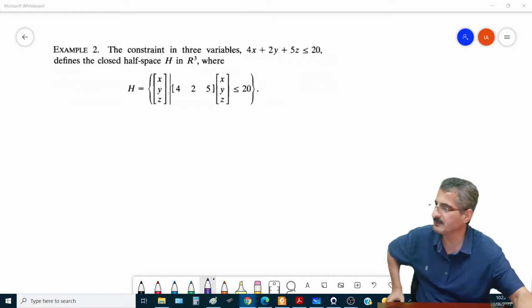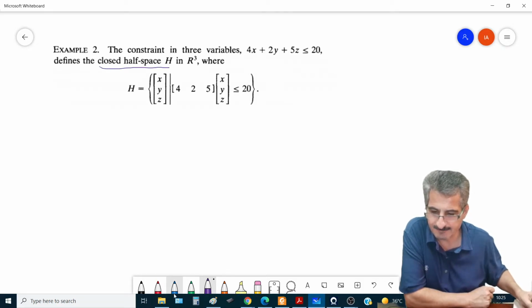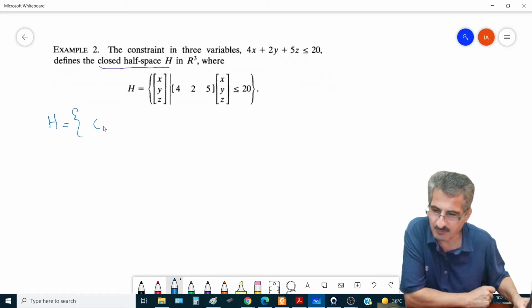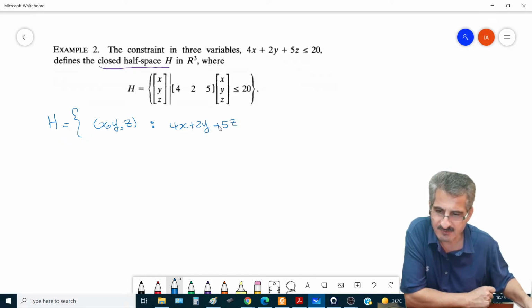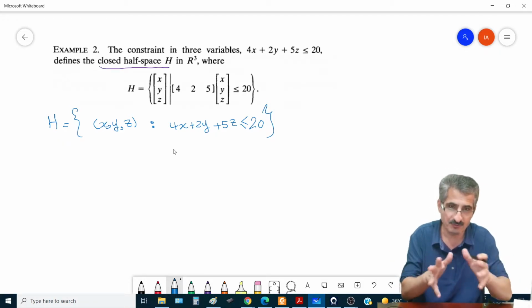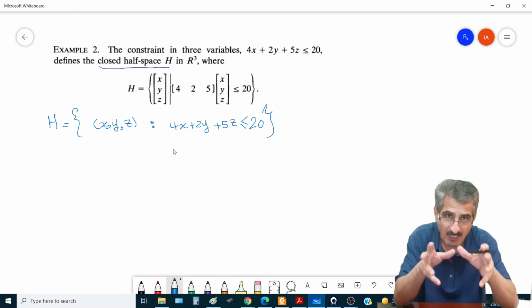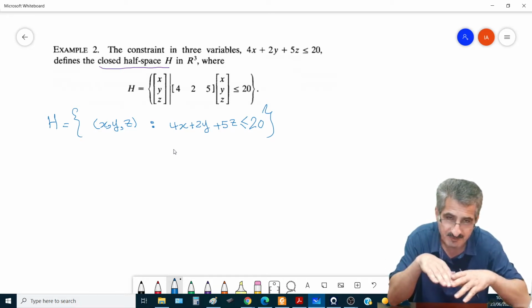Okay, in 3 dimension. So here we want the closed half space H defined by what? We want H, all the 3-tuples, all the points in the space, that is x, y, z, so that 4 times x plus 2 times y plus 5 times z is less than or equal to 20. Okay, so how do we get them? Are they all together or are they scattered? No, they are all together and they make a plane. Sorry, not a plane, a half space. The boundary of that half space is a plane.